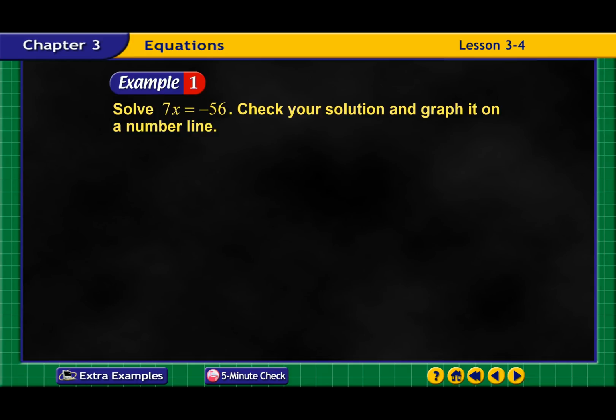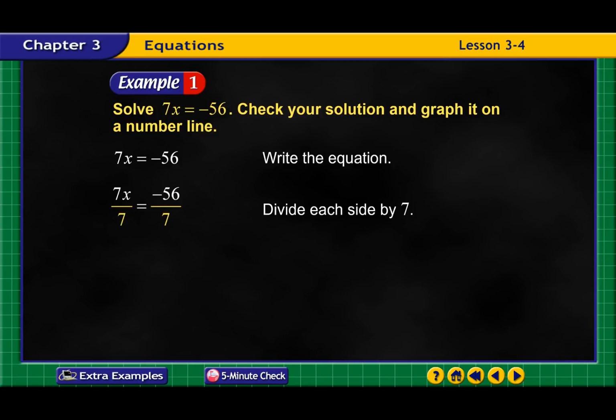7x equals negative 56. Check your solution and graph it on a number line. I'm sorry, it's a lot of steps. It's what the instructions say, therefore we shall do. All right, so first we'll write the equation. Then we will divide each side by 7.